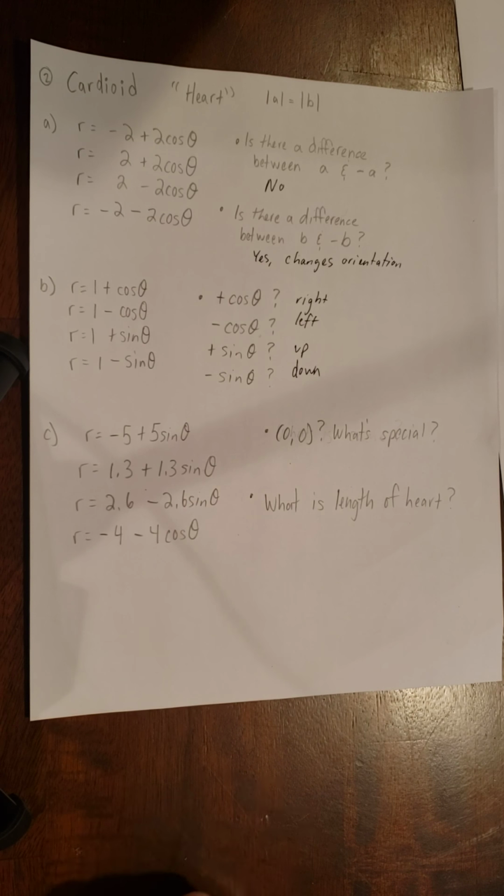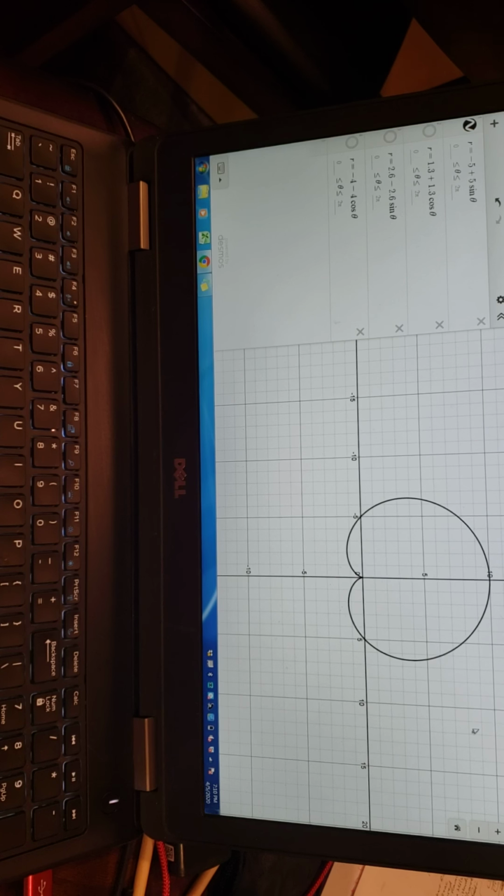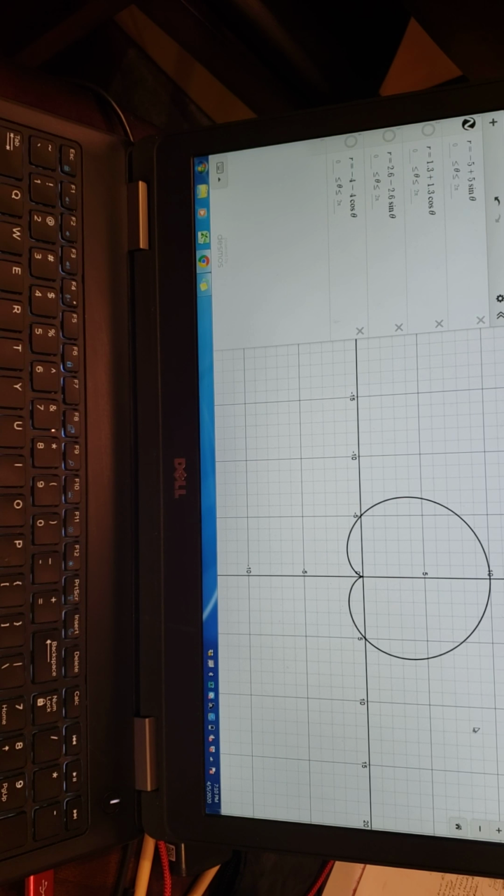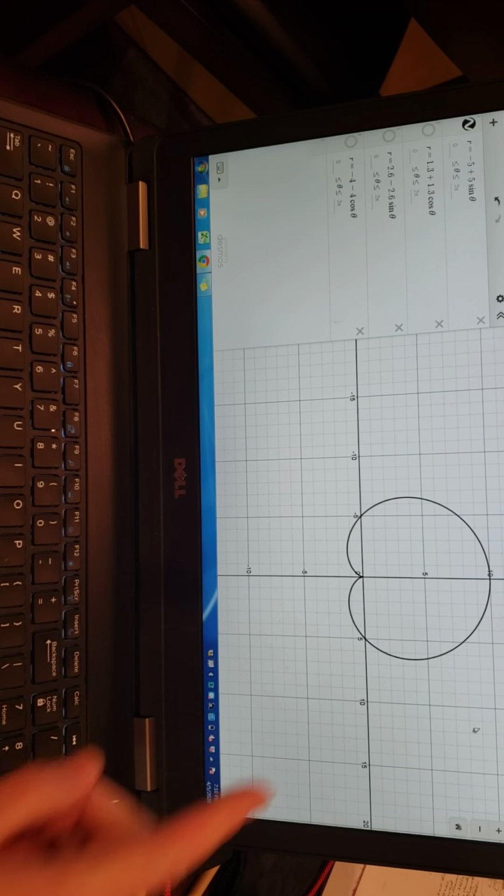All right, so let's look at the first one. Opens up because B is positive. And notice the pinch of the heart is at 0, 0, and it's got a length from the pinch up of 10. And notice this length right here is 5, and this length right here is 5.